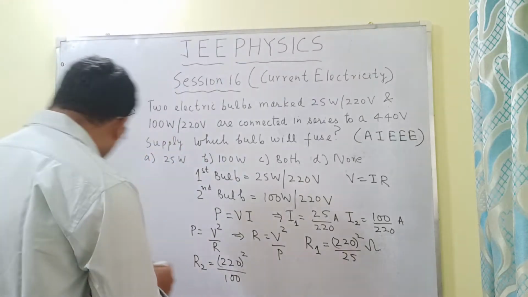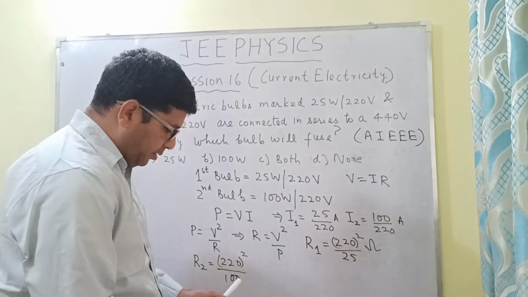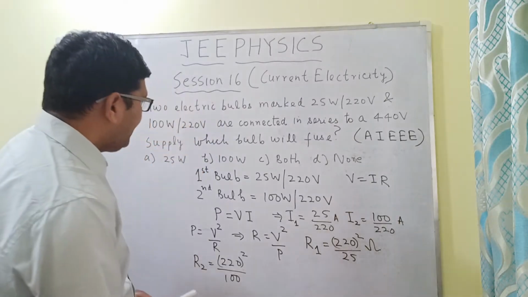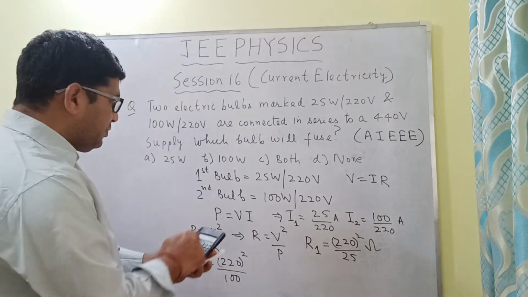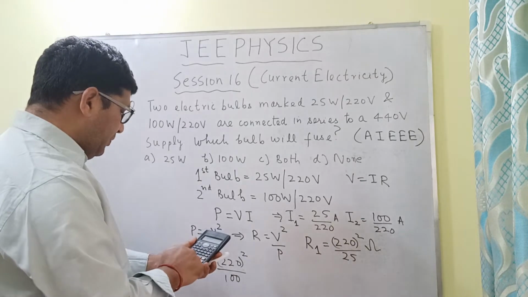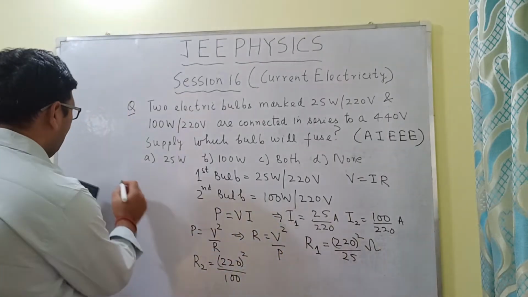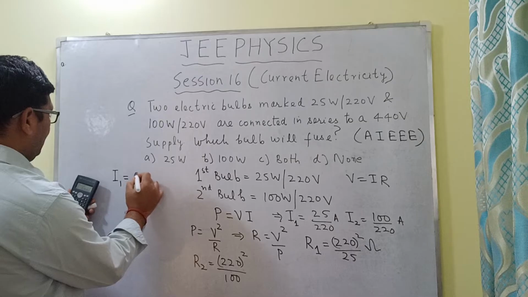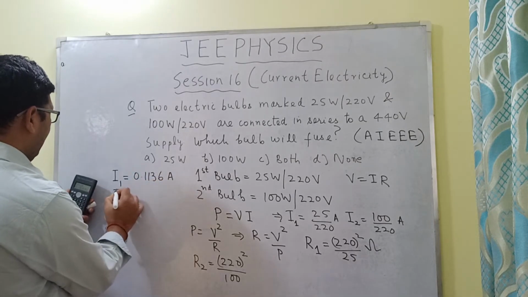ठीक है. अब I will use a calculator in order to, so यहाँ से I will now find the value of I1. First of all, I1 is equal to 25 divided by 220, which is equal to 0.1136. So I1 is equal to 0.1136 ampere. I2 कितना हो गया?